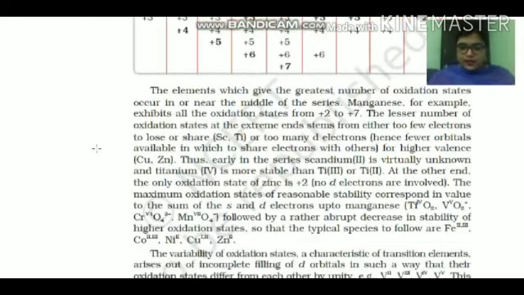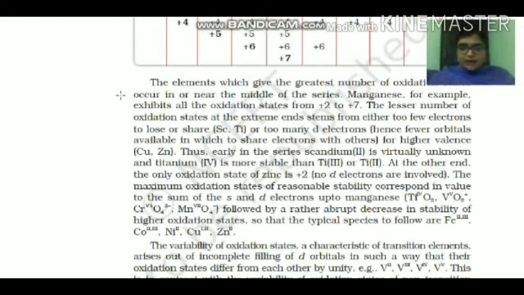Whatever I have explained here is given in this paragraph only. And here you can see this line. Zinc has no option because the third ionization enthalpy of zinc is very high. So it will be in the stable oxidation state of +2. No d electrons are involved. This +2 means the electron has been removed from the s orbital.